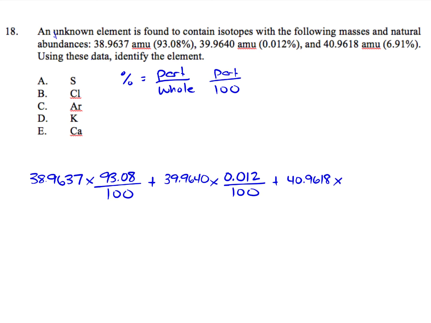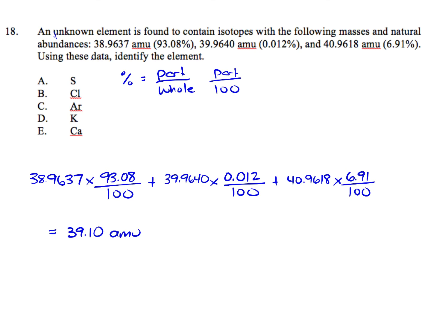Times 6.91 out of 100. Okay, so if you multiply each of these out and add them up, then what you should get is 39.10. And we're just dealing with atomic mass units, so I'll say AMU.